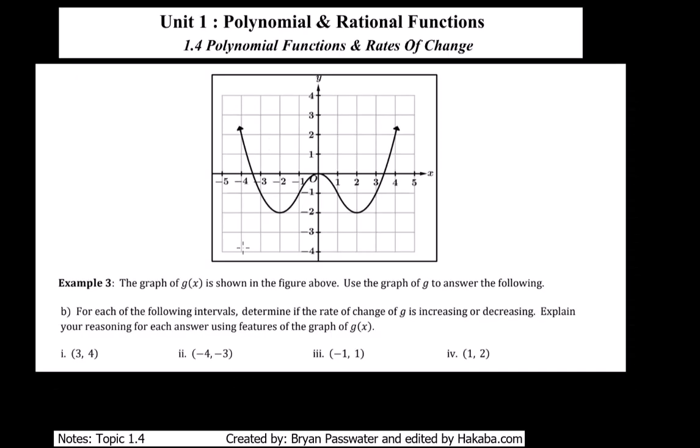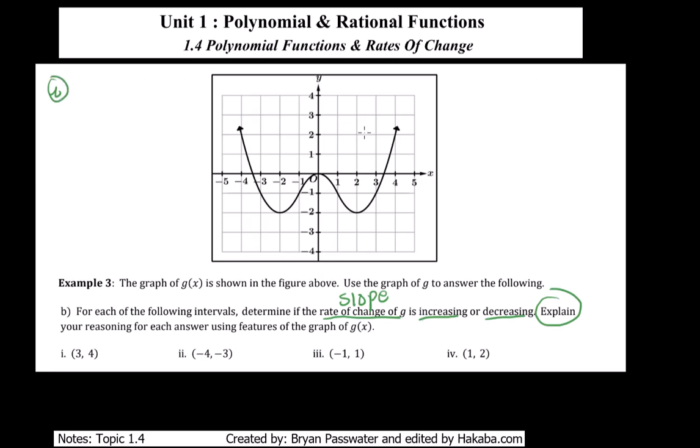This is the same graph, but the question is asking something different. For each of the following intervals, 3 to 4, -4 to -3, -1 to 1, and 1 to 2, determine the rate of change, or just the slope. Think about whether the slope of g is increasing or decreasing. Explain your reasoning. I will write a simple explanation here.